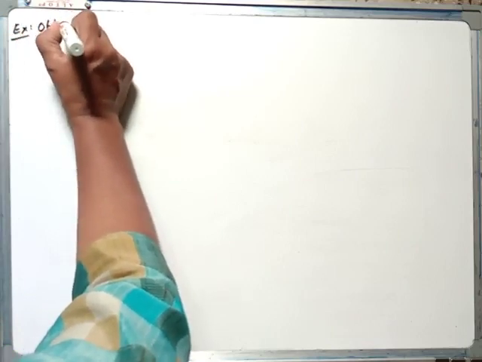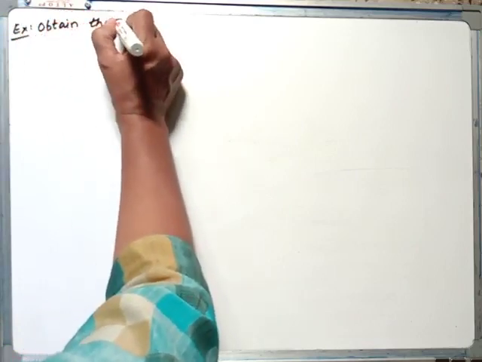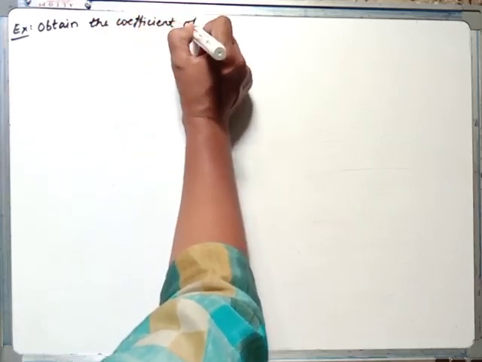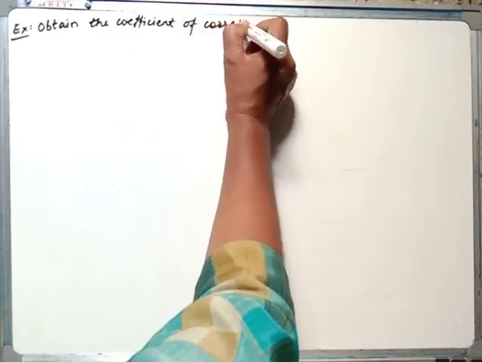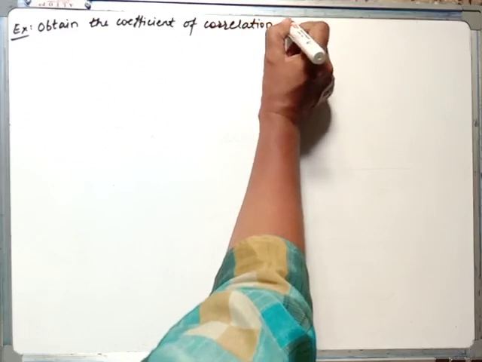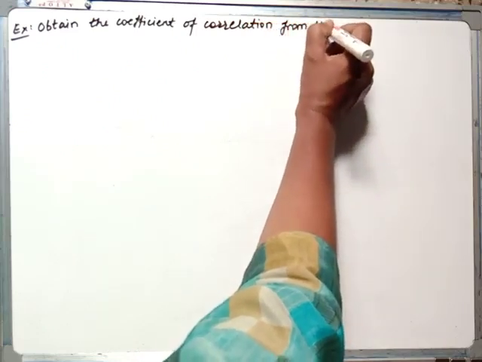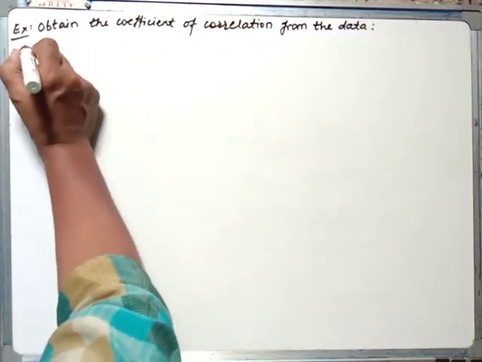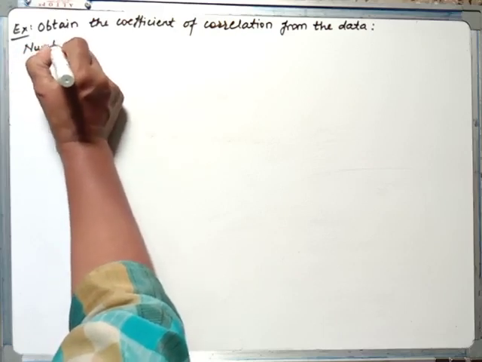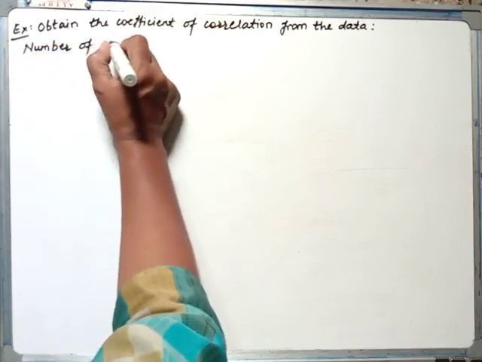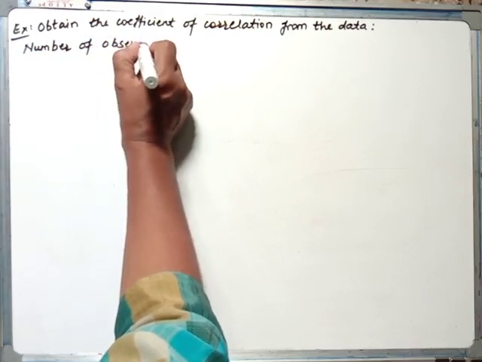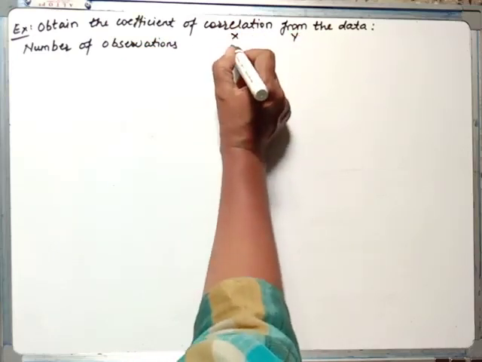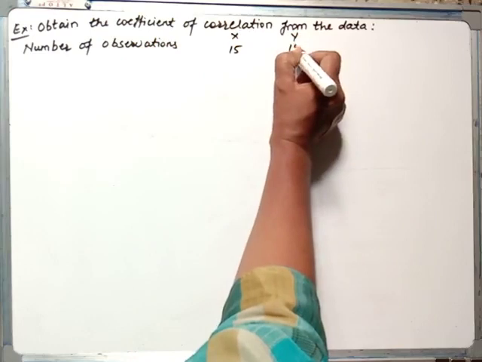Obtain the coefficient of correlation from the data. Number of observations, obviously x and y series. Number of observations of x are 15, obviously for y also 15.